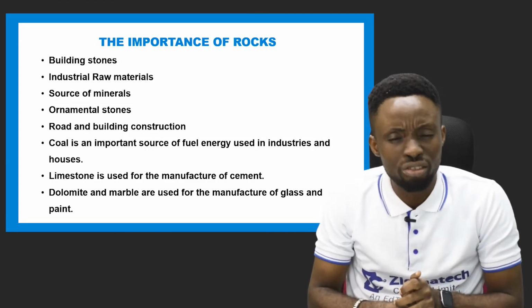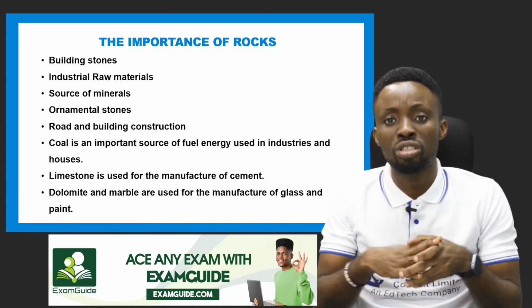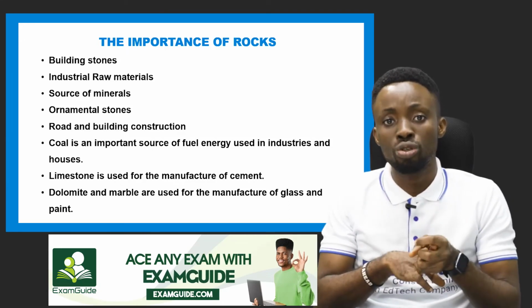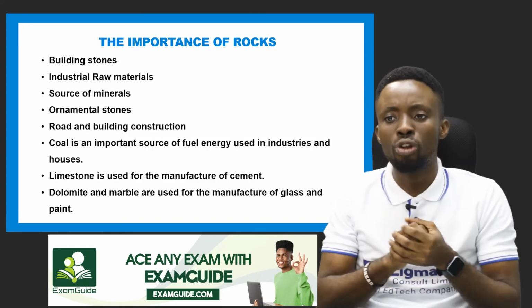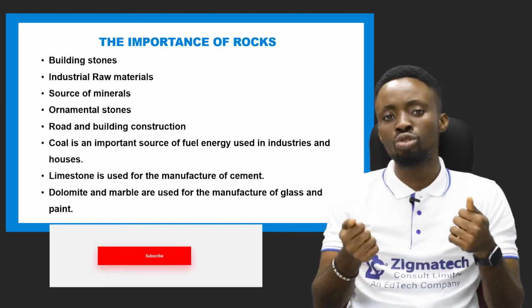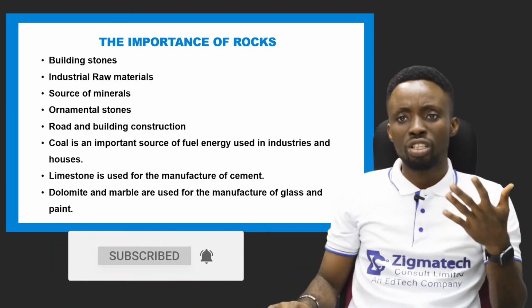And a sedimentary type of rock, which is coal, is also used as fuel, for industries and also in some houses. Limestone, which is a sedimentary rock, is used for the manufacturing of cement. And dolomite and marble are used whenever they are manufacturing what? Paint or glass. So these are some of the importance.